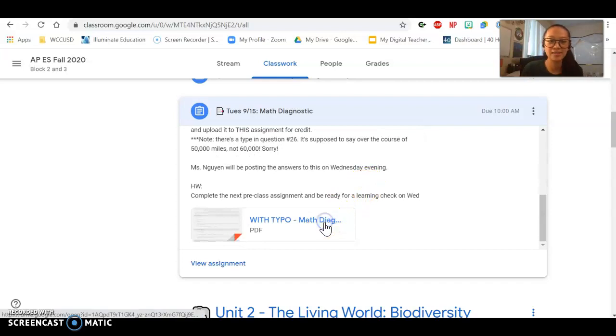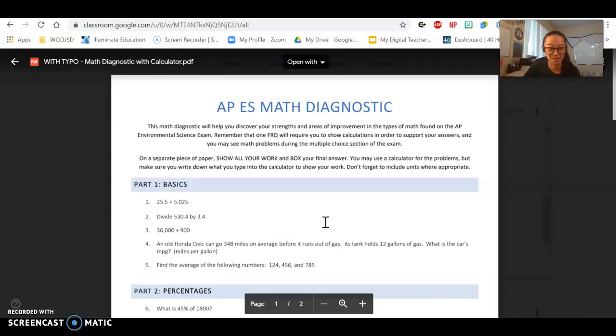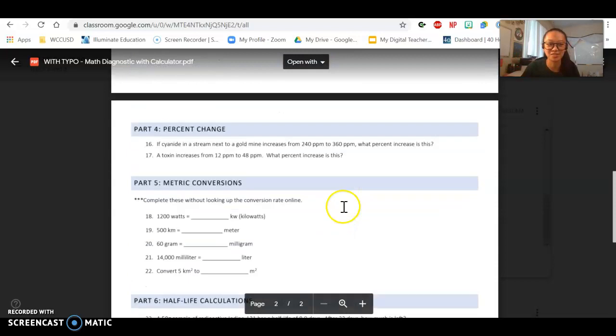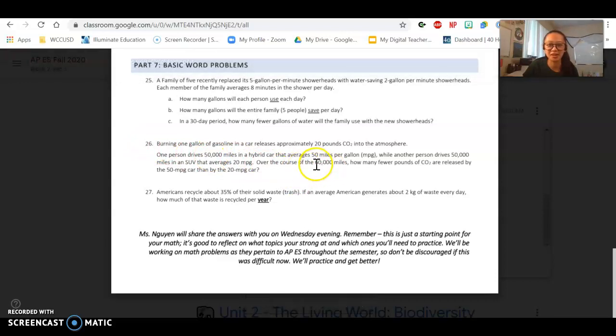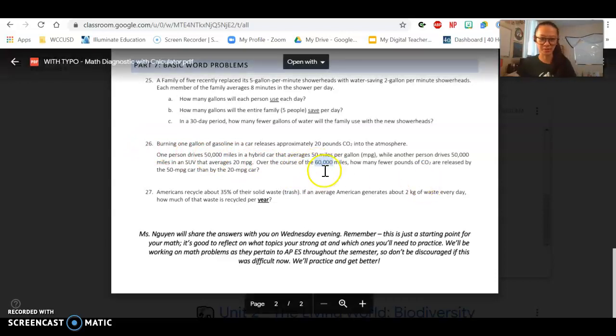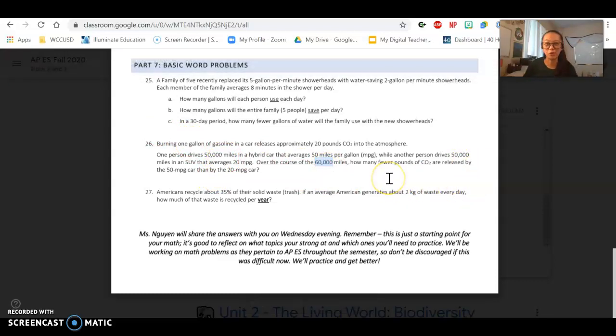So here is the PDF, and it says that there's a typo. I apologize. I didn't catch it until someone mentioned it. But down here for question number 26, this 60,000 should actually be 50,000 to match up with the other numbers in here. So if you already did it, that's fine. But just know that when I give the answer key, it will show 50,000 instead of 60,000.